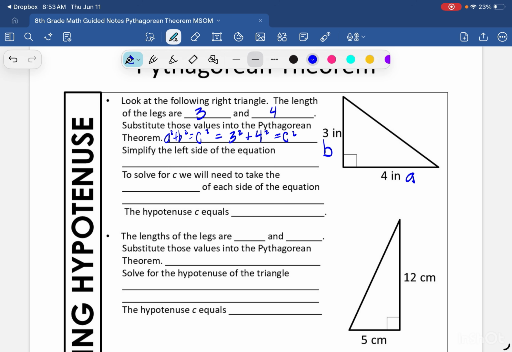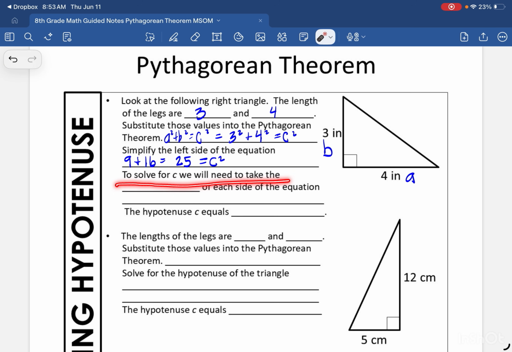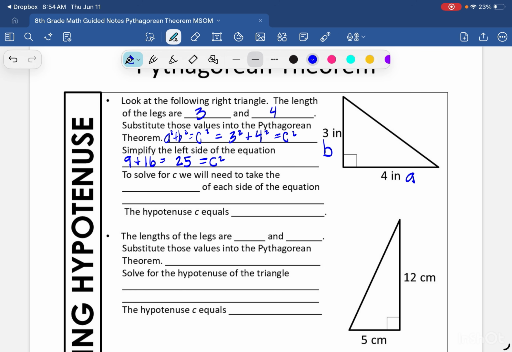Now I'm going to simplify the left side of the equation. 3 squared is 9, 4 squared is 16, and that gives me 25. So 25 equals C squared. To solve for C, remember when I have a squared, to get rid of the squared, I'm going to take the square root. So taking the square root of each side of the equation, square this side and square this side.